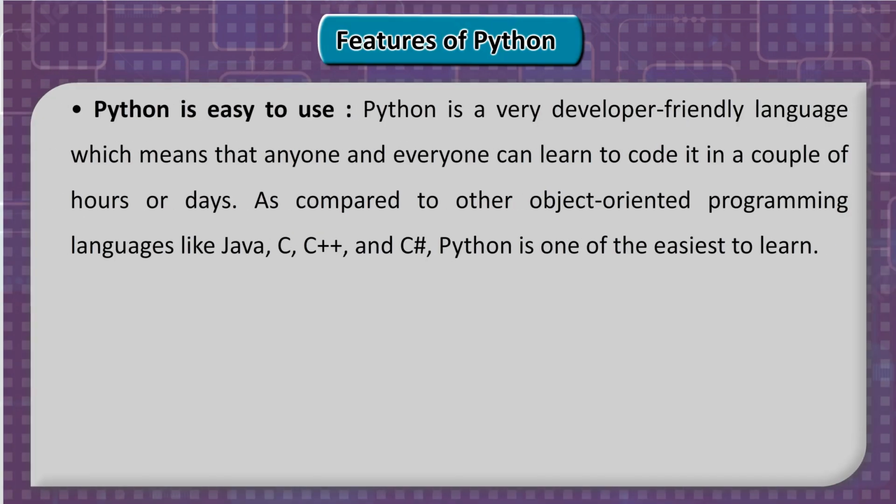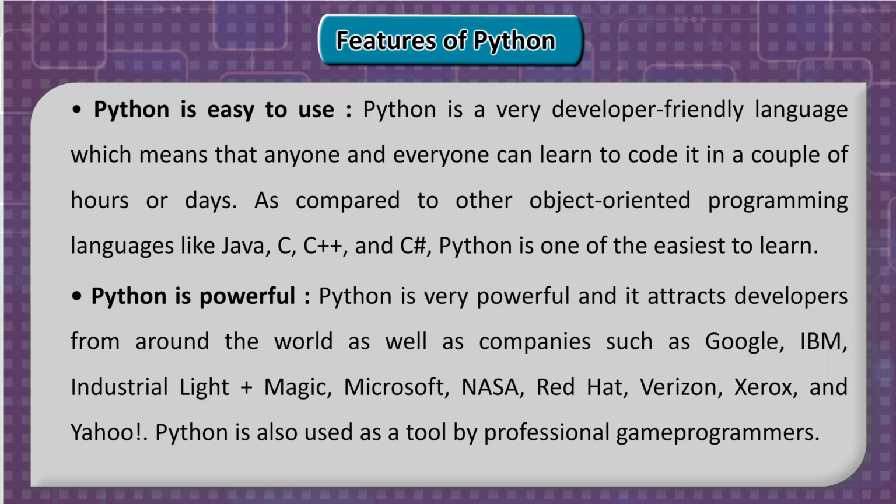Features of Python. Python is easy to use. Python is a very developer-friendly language, which means that anyone and everyone can learn to code it in a couple of hours or days. As compared to other object-oriented programming languages like Java, C, and C#, Python is one of the easiest to learn.